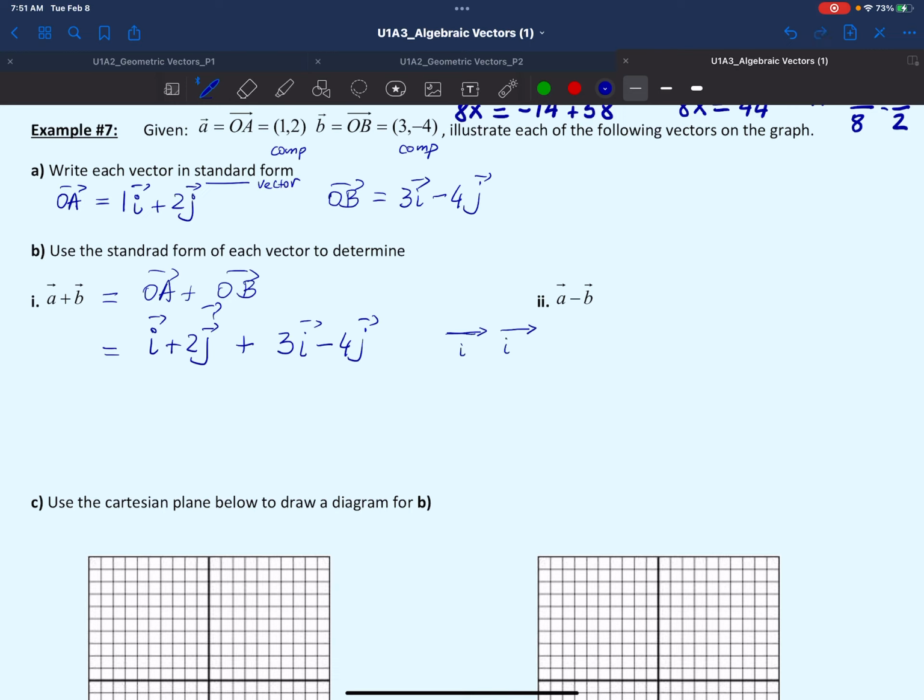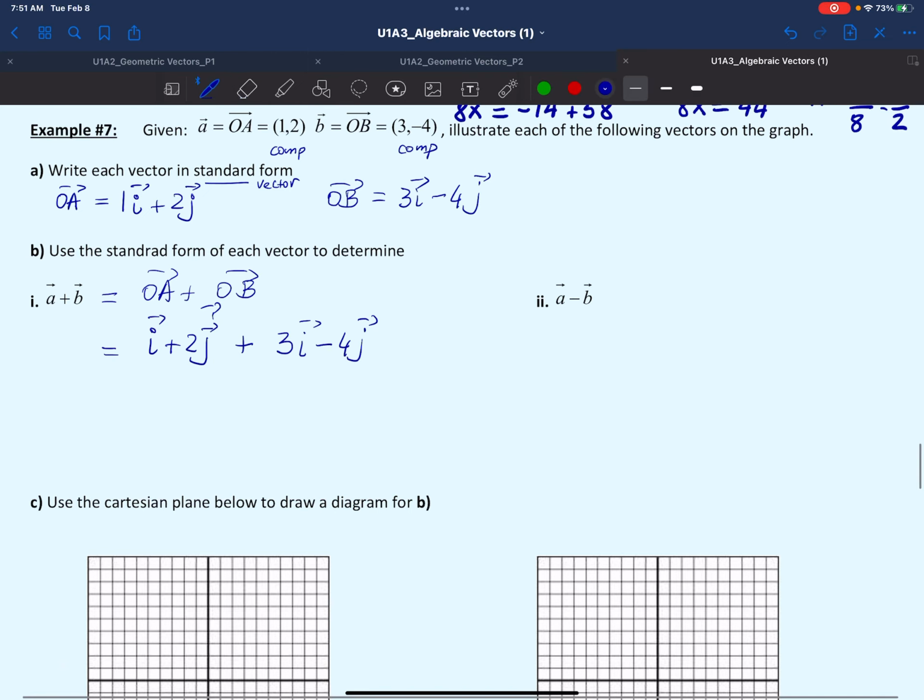So if we want to add vectors in the same direction, we just work with their magnitudes. So we're going to say this would be i plus 3i, or 4i, and 2j minus 4j is minus 2j. And that would be vector A plus B.